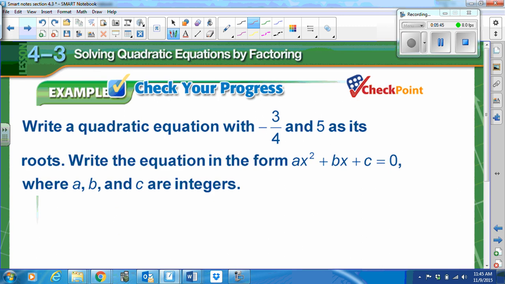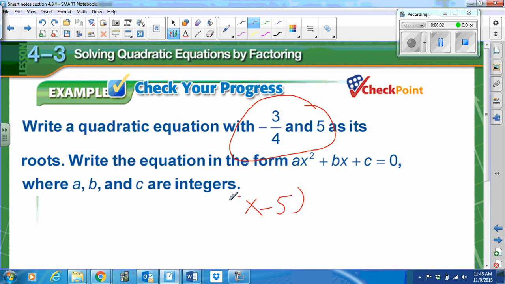So why don't you pause it now and try and figure out what two factors would give us roots of negative 3/4 and 5. So pause it and try this one by yourself, and then see what the solution is.